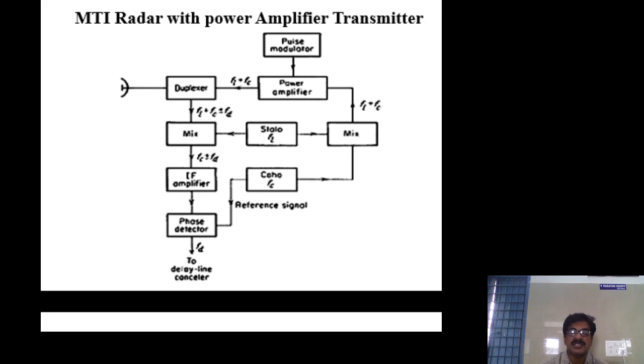So this is the operation of MTI radar with the power amplifier technique: how it extracts the Doppler frequency shift from the echo signal frequency, which is equal to the sum of the transmitted signal frequency and the Doppler frequency shift. After knowing Fd, you can calculate the velocity, the speed with which the target is moving.